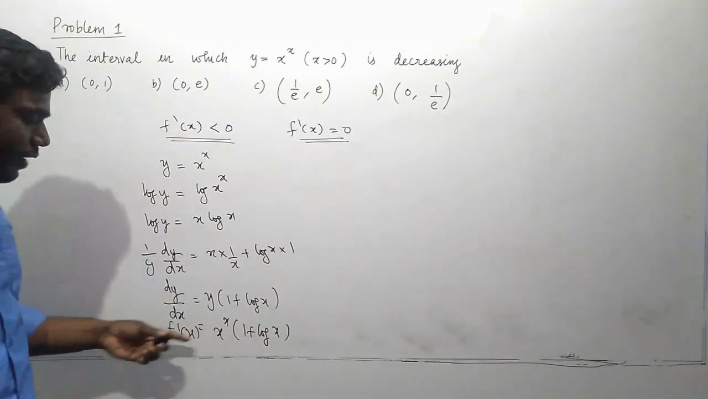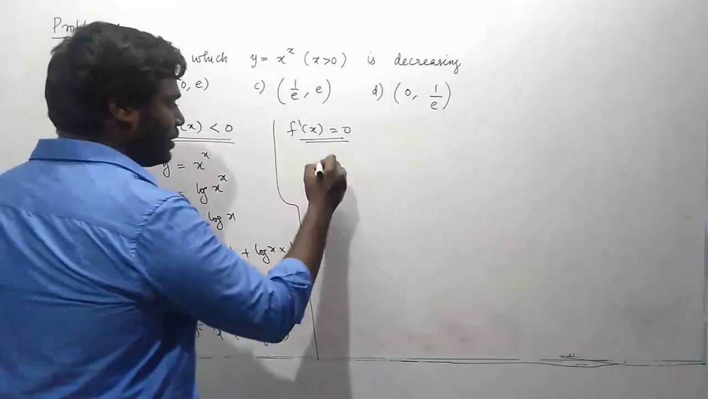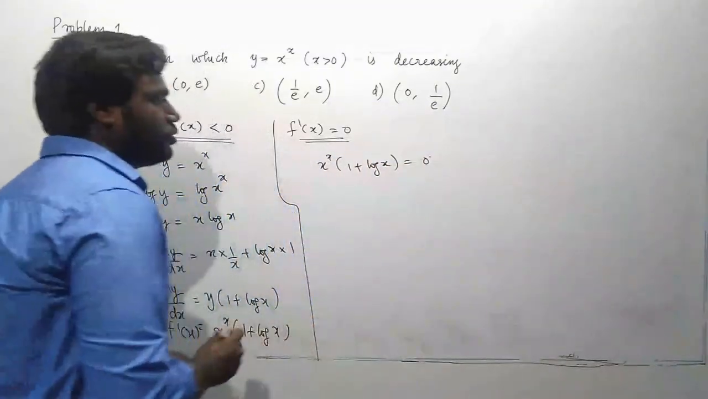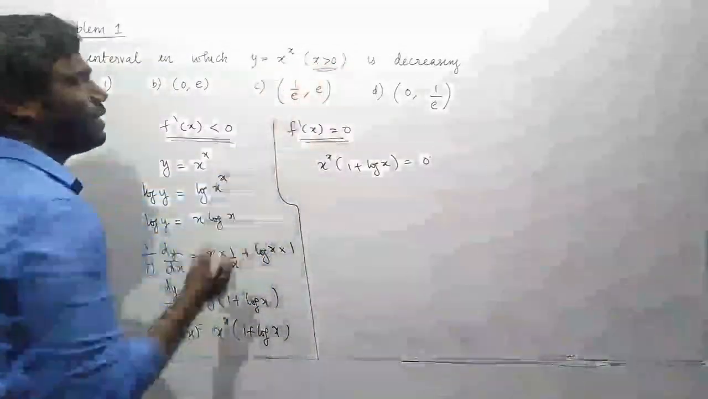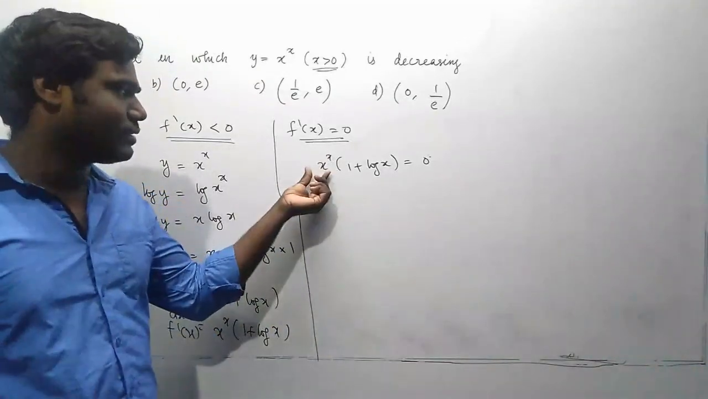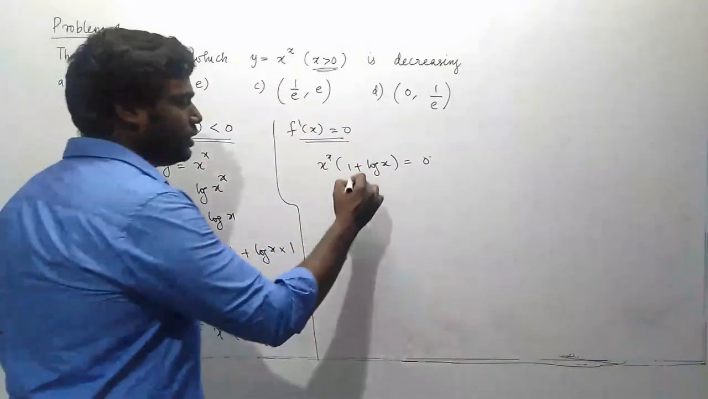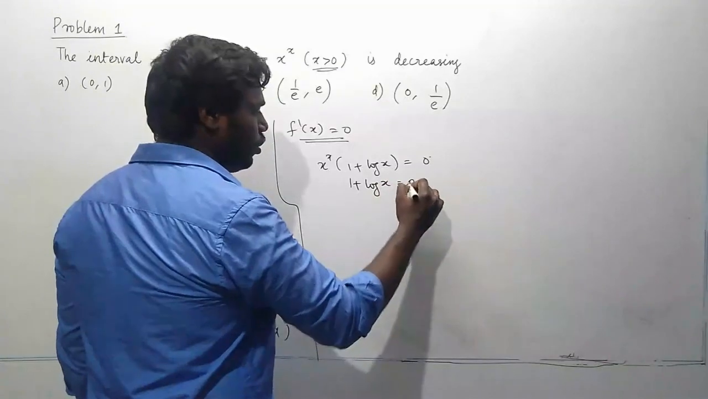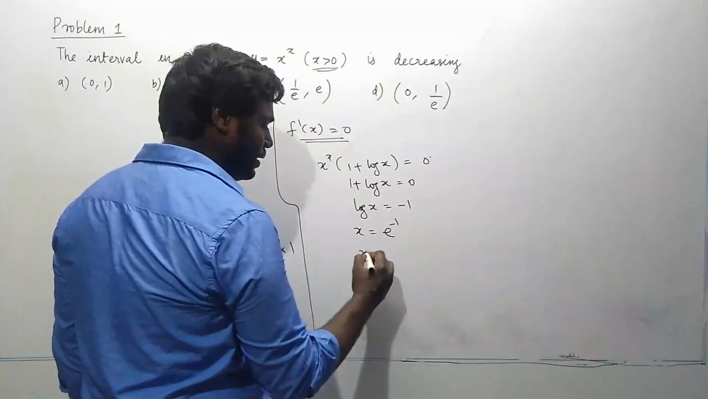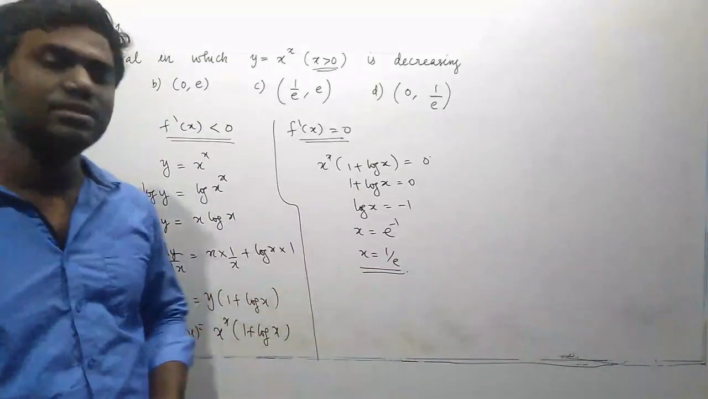So this is the value of f dash of x. Now let us equate f dash of x to 0 to find the critical point. So f dash of x is equal to 0 implies x raised to x into 1 plus log x is equal to 0. Since x is a positive number, given that x is greater than 0, we can conclude that x raised to x is always positive, so x raised to x never becomes 0. So from here we can conclude that 1 plus log x must be equal to 0. So log x will be equal to minus 1, x will be equal to e raised to minus 1, that is x is equal to 1 by e. So critical point is 1 by e.